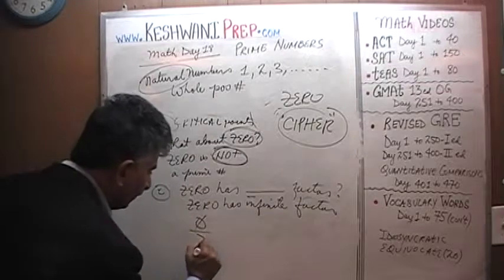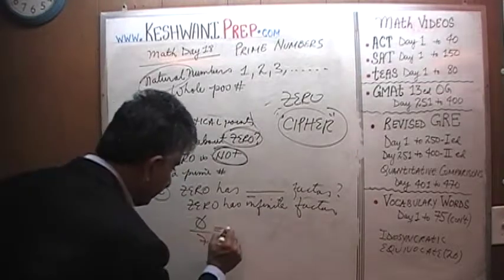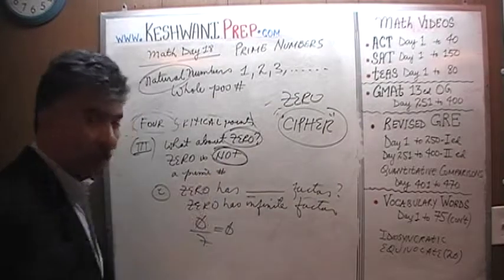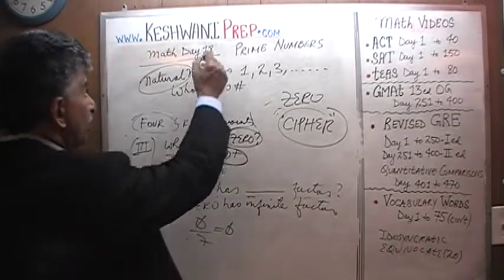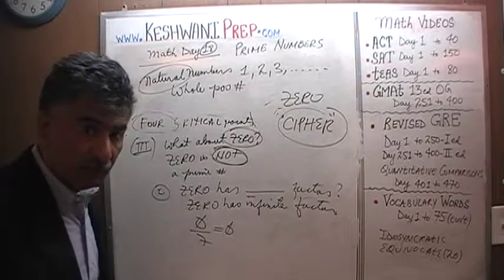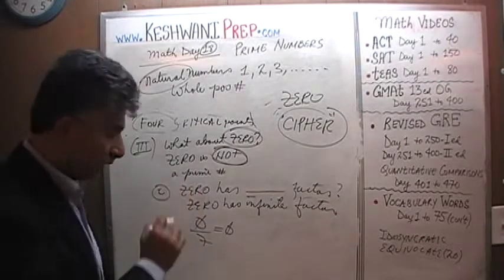You can divide 0 by 7, and it will give you 0, which is a whole number. We talked about it yesterday. 0 is a whole number. It's very important that you watch day number 17 before you watch this video, which is why I covered the concept of 0 in the last video, because 0 comes in here.